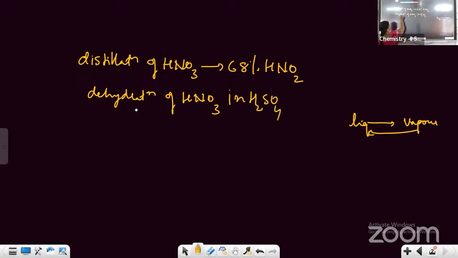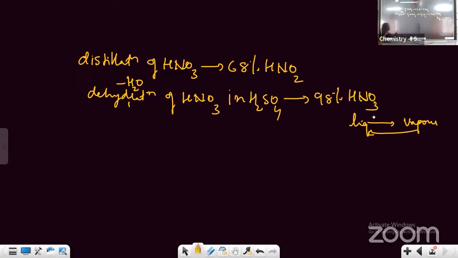What is the meaning of dehydration? Removal of water molecules. Okay, so whatever water molecules are there, that we are going to remove by dehydration. Then you will get 98% HNO3.